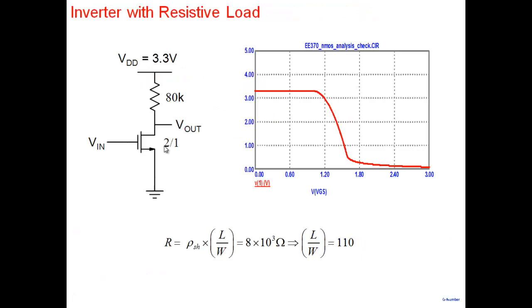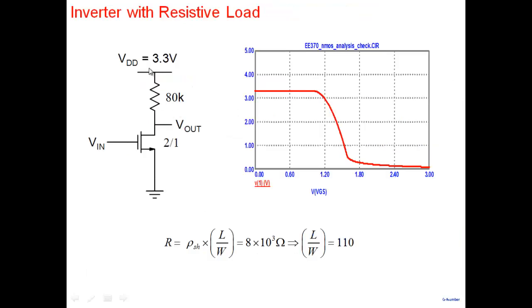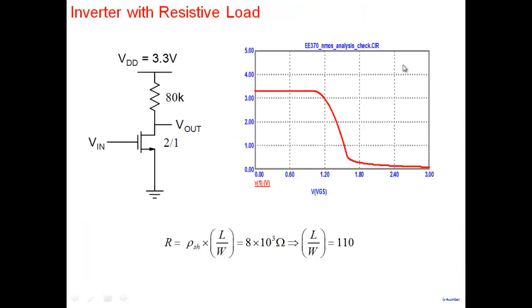Let's look at this one here. Use the N well, make an N plus contact and an N plus contact, and put a metal contact on top, and in between you get a resistor. Okay, for example, I've left that as a homework problem for you to figure out. Suppose I'm making an inverter. A very simple inverter would be an NMOS, let's say with an 80K resistor. If I try to implement this 80K resistor using this N well, and the N well sheet resistance is given to us, I end up getting L by W of 110. Still is large. L by W is 110.